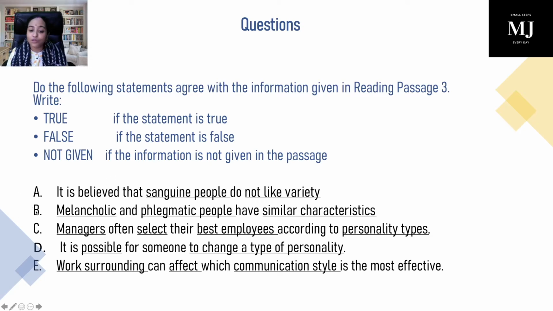Now let's move to the B1. Melancholic and phlegmatic people have similar characteristics. So what kind of people? Melancholic and phlegmatic. Underline that. What do they have in common? Similar characteristics. So we have to see these keywords, try to find. We have to be open with the paraphrase information. Let's go back to the passage.